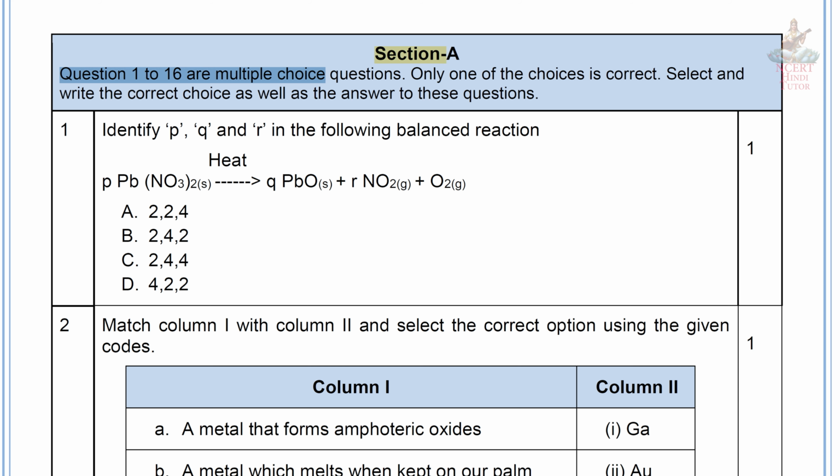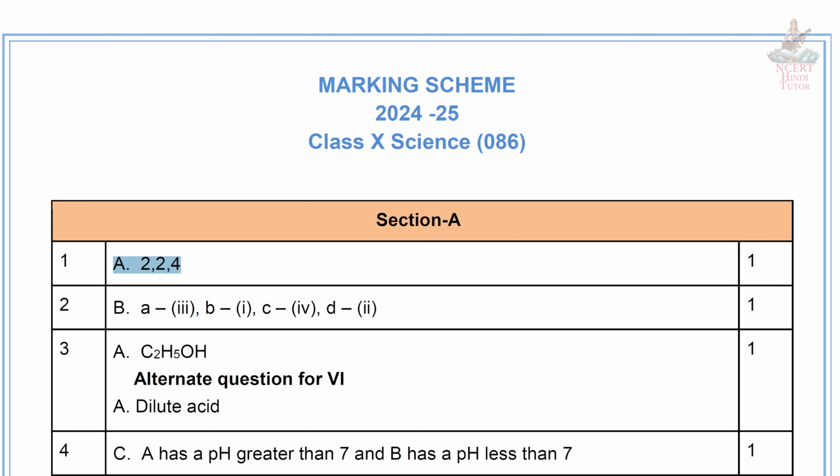Questions 1 to 16 are multiple choice questions. Only one of the choices is correct. Select and write the correct choice as well as the answer to these questions. First, identify P, Q and R in the following balanced reaction: P, Pb(NO3)2 solid in the presence of heat gives Q, PbO solid, plus R, NO2 gas plus O2 gas. So the answer is A, 224, and this carries 1 mark.